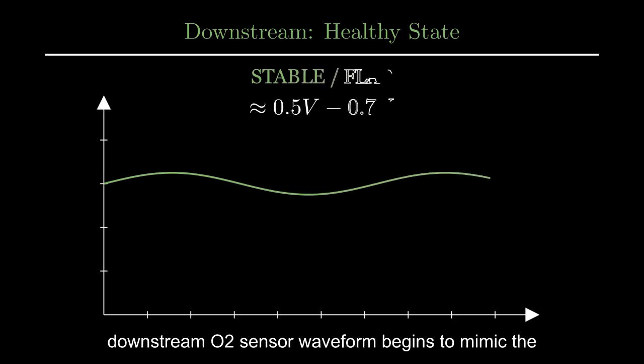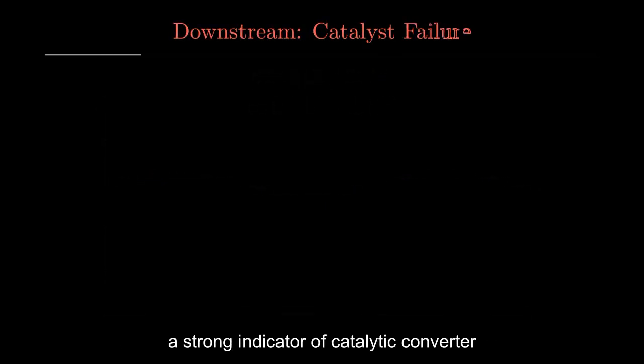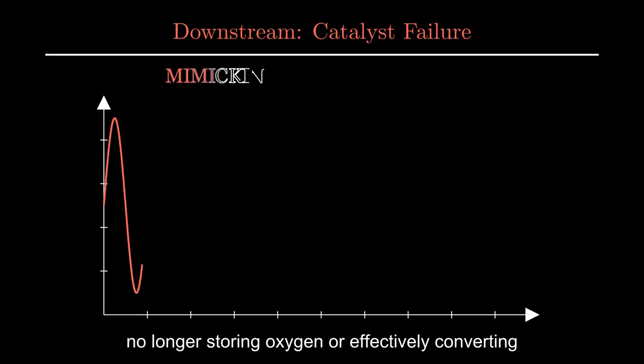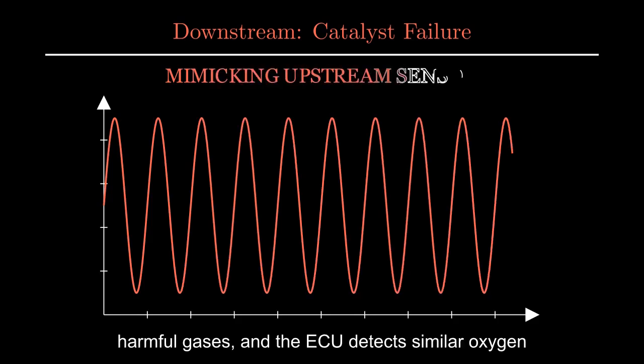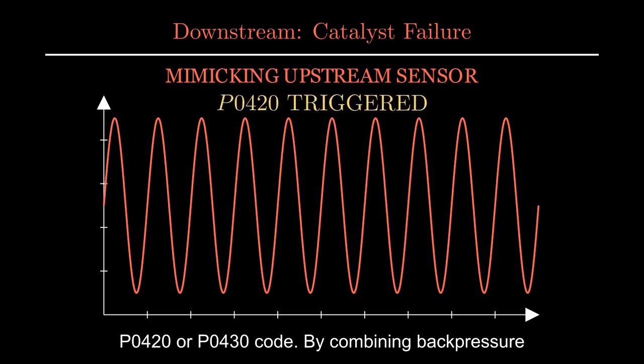However, if the downstream O2 sensor waveform begins to mimic the upstream sensor, fluctuating rapidly and widely, it's a strong indicator of catalytic converter inefficiency or failure. This means the converter is no longer storing oxygen or effectively converting harmful gases, and the ECU detects similar oxygen levels before and after the converter, triggering a P0420 or P0430 code.